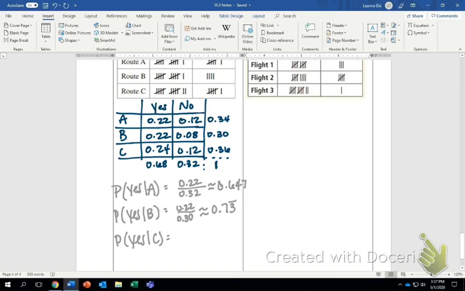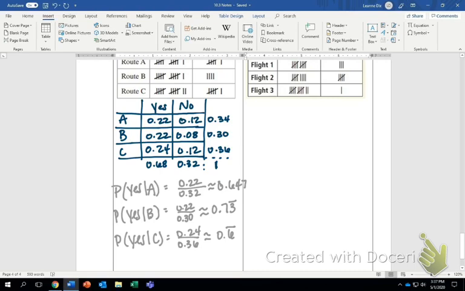Given our C route, yes and C is going to be 0.24 over our total C, which is 0.36, which is going to be approximately 0.6 repeating. All right, so now I can look at these three routes, and the corresponding probability that I found is the probability of being successful, of reaching his goal given the route.